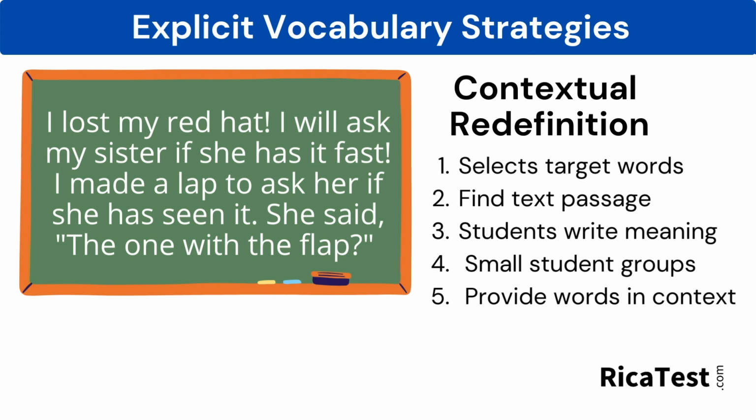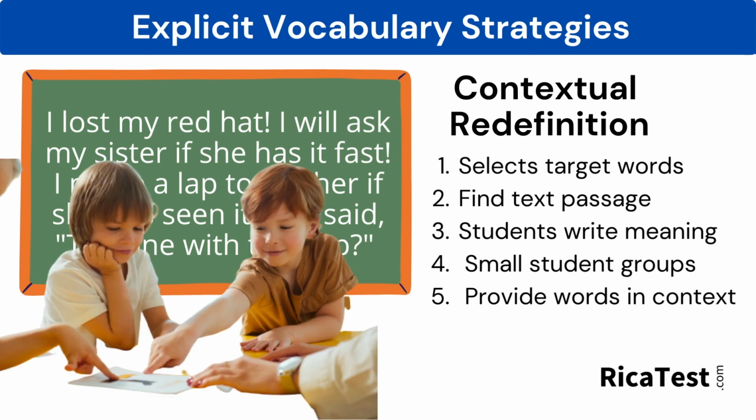The teacher now shows the target words in context, meaning in a text passage. Here we have, I lost my red hat. I will ask my sister if she has it fast. I made a lap to ask her if she has seen it. She said, the one with the flap? Again, the students update their answer to write a more thorough definition now that they've seen the words in context.